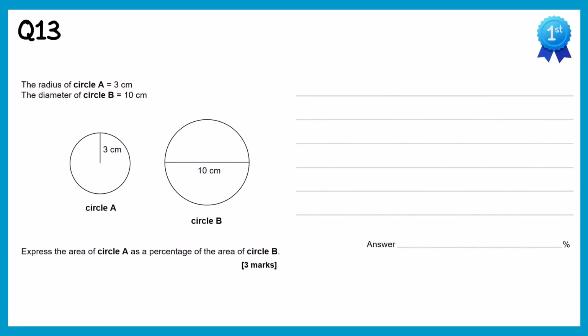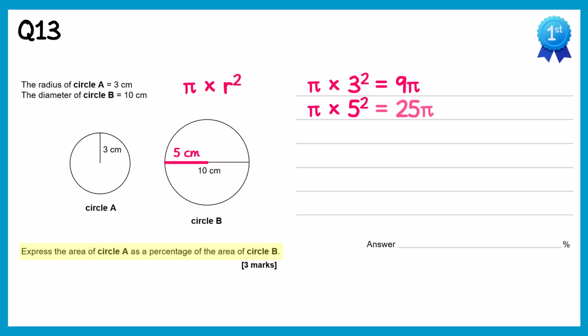For this question, we're going to express the area of circle A as a percentage of the area of circle B. So let's just work out the area of each of the circles first. To work out the area of a circle, you use pi times r squared, where r is the radius. The radius of the first circle is 3 centimeters, so we would do pi times 3 squared. 3 squared is 9, so if you do pi times 9, you get 9 pi. For the second circle, we've been given the diameter at 10, but the radius will be half of this, which is 5. So for this circle, we do pi times 5 squared. 5 squared is 25, and pi times 25 is 25 pi.